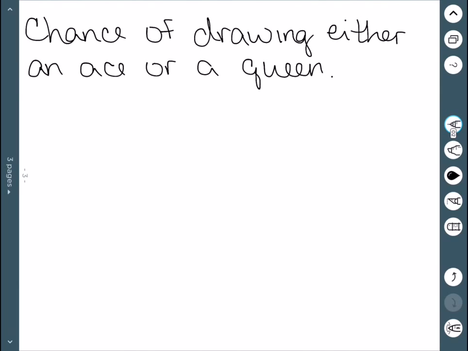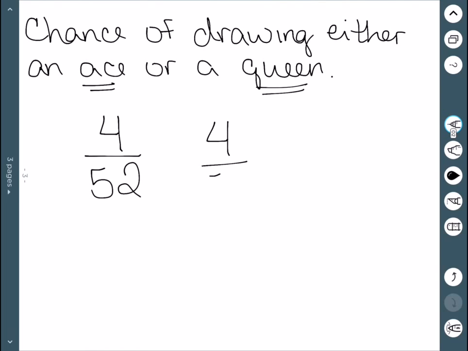Let's consider a standard deck of cards. If we draw a card at random, we want to know what is the chance of drawing either an ace or a queen. Well, we'll start with the probability of an ace. There are 4 possible aces in the deck and a total of 52 cards. If I look at the queen, there are also 4 queens in the deck and a total of 52 cards. And our rule says we just need to add these. This gives us 8 over 52.